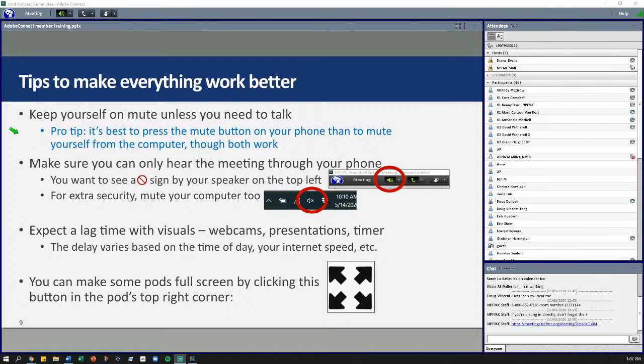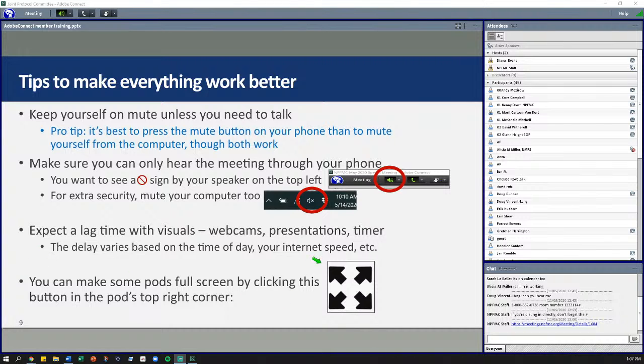Keep yourself on mute. These are some tips. If you're concerned about being muted, you can mute yourself through your computers too. Sometimes there may be a lag time. It depends on what you have going on in your house, what other items are taking up space with your bandwidth. And that's why we use the phone.